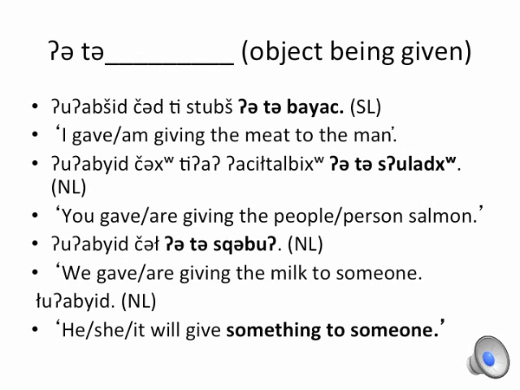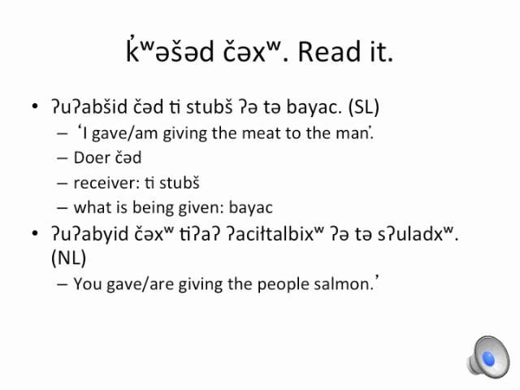Now let's look at atta. Atta is marking the object that is being given. O abshid ched ti stobj atta bayats. I gave or am giving the meat to the man. O abyid chef tia atsish talbu ates ulad. You gave or are giving the people or a person salmon. O abyid chesh atisqabo. We gave or are giving the milk to someone. And shu abyid, he, she, or it will give something to someone.